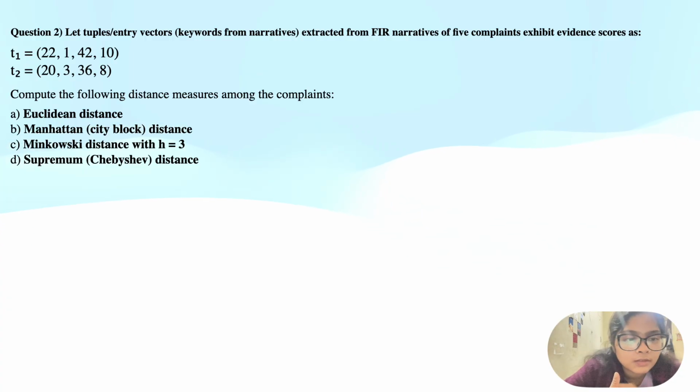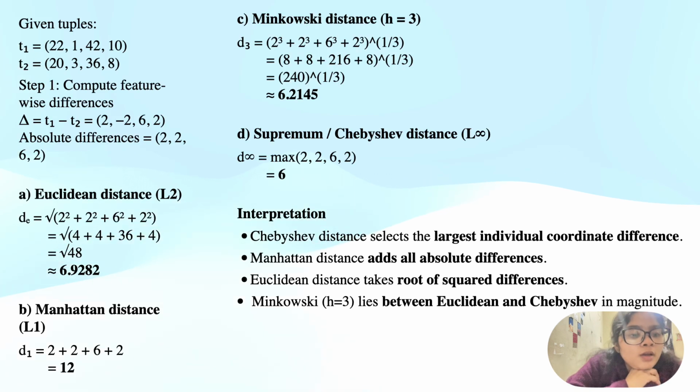In this question we have been given two tuples, and we are supposed to calculate Euclidean distance, Manhattan distance, Minkowski distance with h equal to 3, and supremum distance. In step 1 we need to compute the feature-wise difference of the tuples, which, as you can see, is 2, 2, 6 and 2.